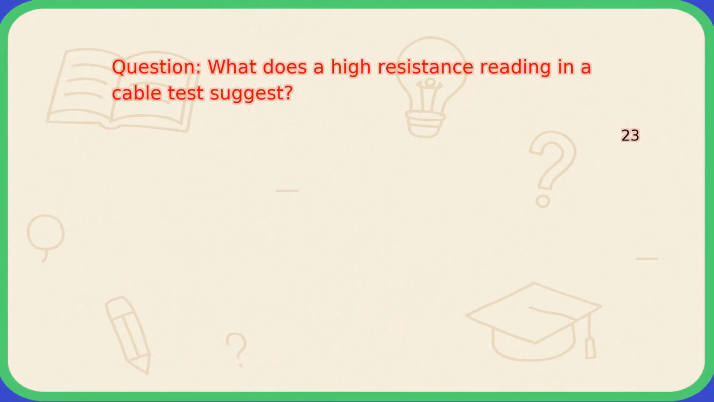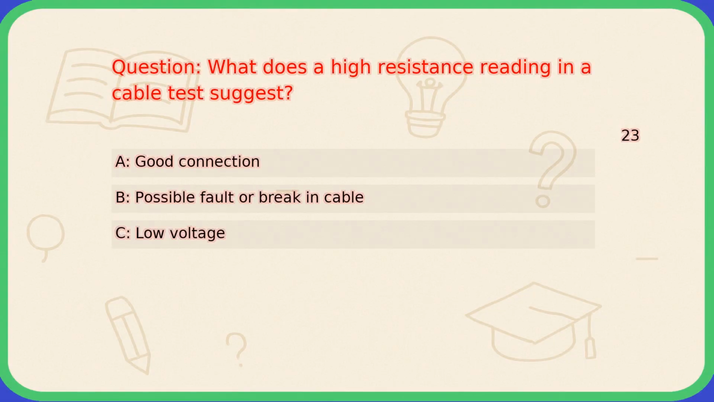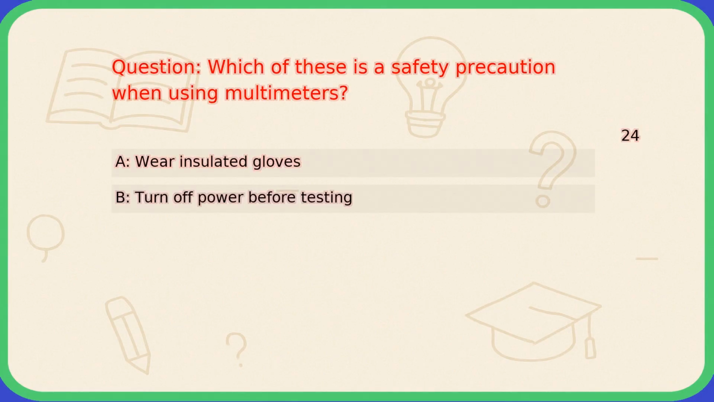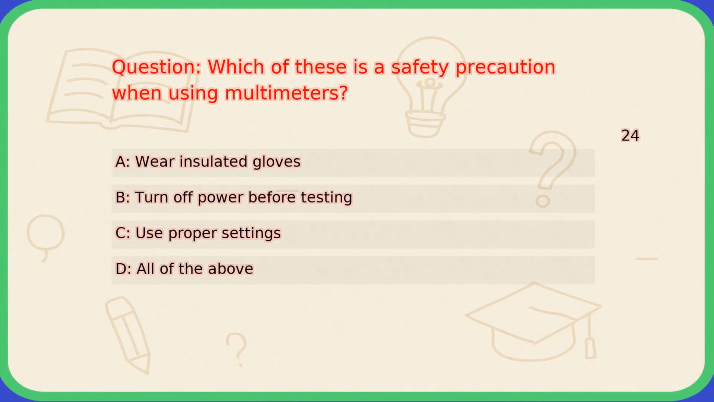Question: what does a high resistance reading in a cable test suggest? Answer B. Possible fault or break in cable. Question: which of these is a safety precaution when using multimeters? Answer D. All of the above.